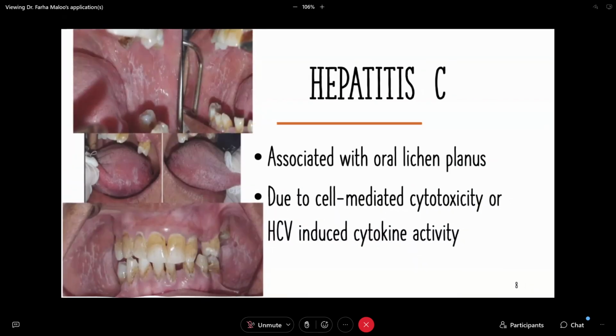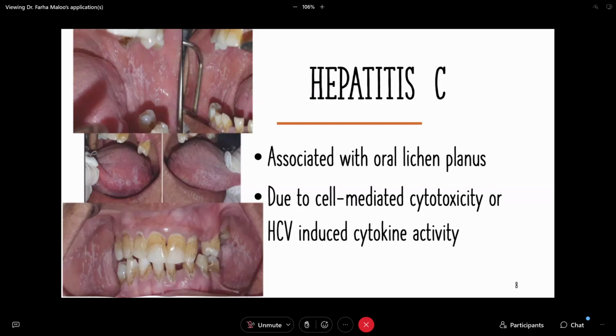Now we'll look at how hepatitis C presents in the oral cavity. Hepatitis C is a viral-induced hepatitis which produces white lacy patches along with red swollen tissues and open sores in the oral cavity. These lacy patches mimic a condition known as oral lichen planus, which we will be dealing with in depth later on in the presentation.